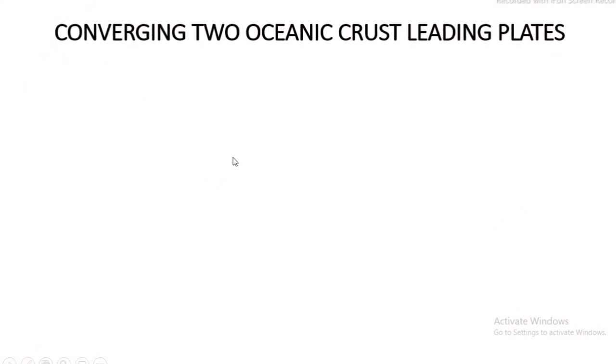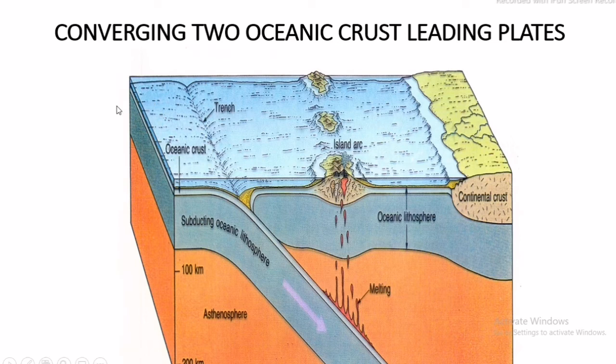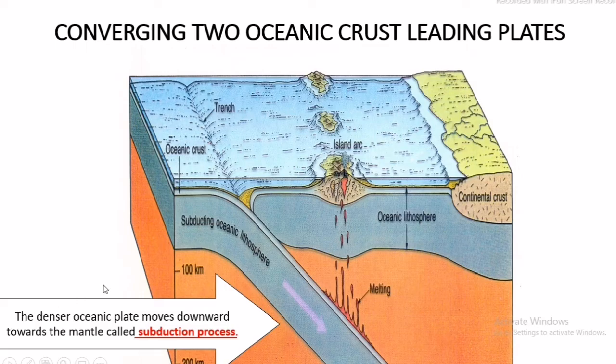How about if we have two oceanic crust leading plates colliding or converging? So we have two plates which are both oceanic crust leading plates. The denser oceanic plate moves downward towards the mantle, called the subduction process. Remember that their boundary is a convergent plate boundary. They are both oceanic crust leading plates. The denser one will move downward towards the mantle. And what do you call that process? It is called the subduction process.